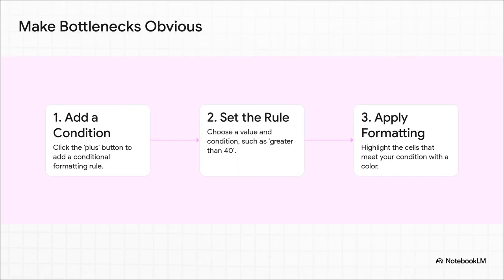Now, we can make these insights completely impossible to miss. Instead of just scanning a bunch of numbers, let's use conditional formatting. With a simple rule, like highlighting any status that's over 40 hours in bright red, the problem areas just visually pop off the screen. Your data table suddenly becomes an unmissable call to action.